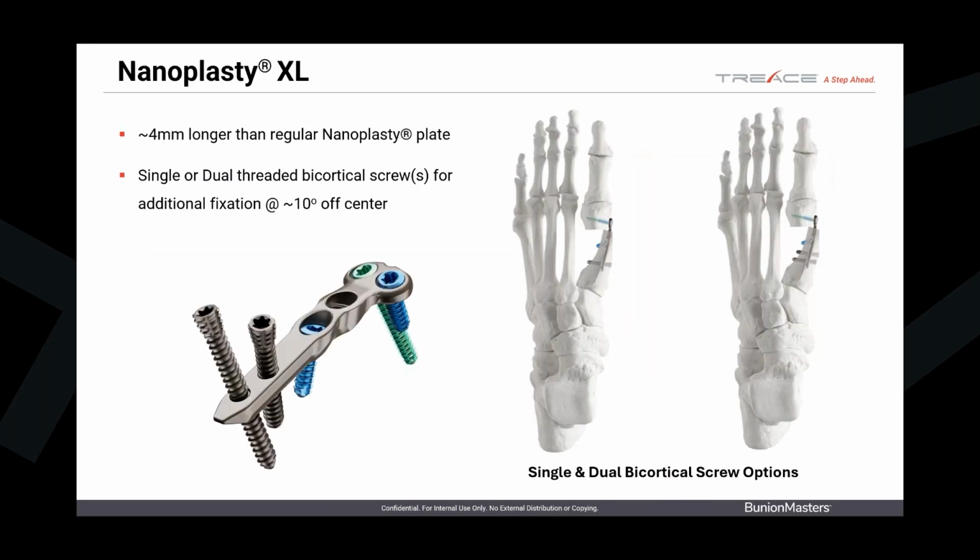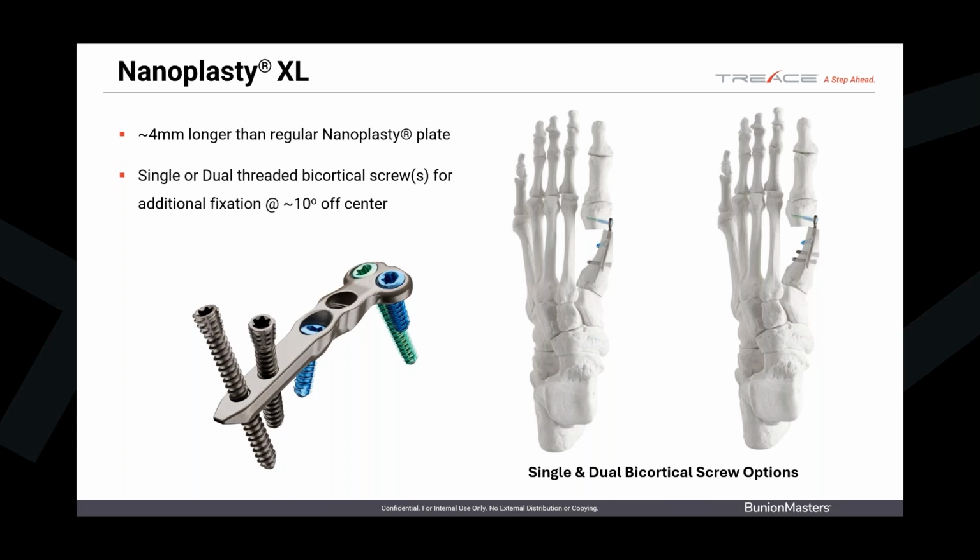So we now have a little bit larger plate. It's 4 millimeters longer than the regular Nanoplasty, and it's called the Nanoplasty XL. It allows you to have 2 points of fixation at the tail, which gives you a little bit more security in the larger patient. And also, because it's 4 millimeters distal, if you don't want to put the more distal screw tail tack in, that'll give you a little bit more medial eminence to resect.